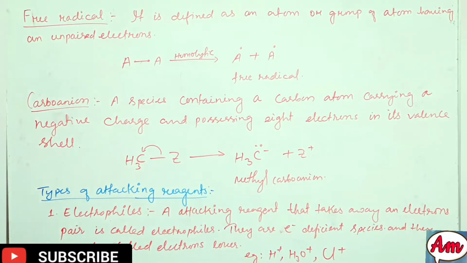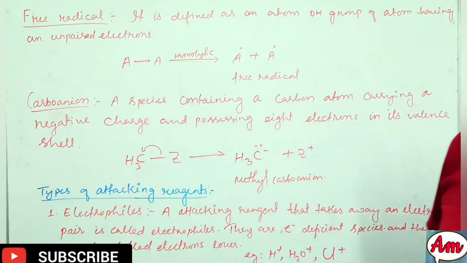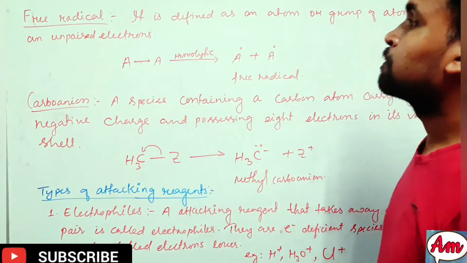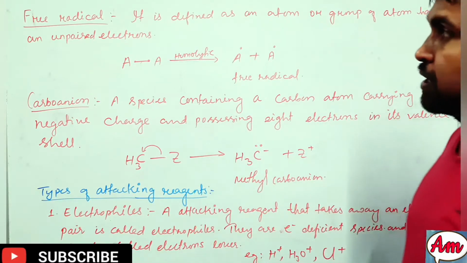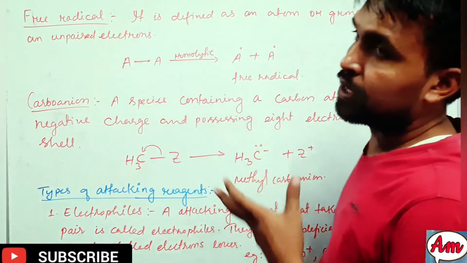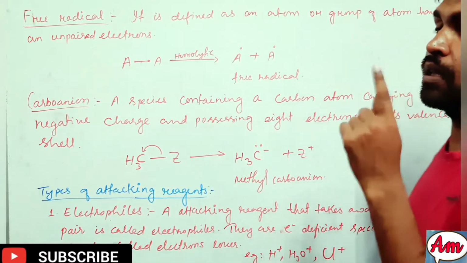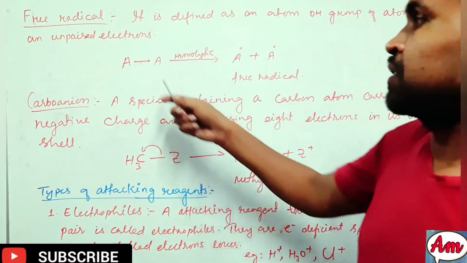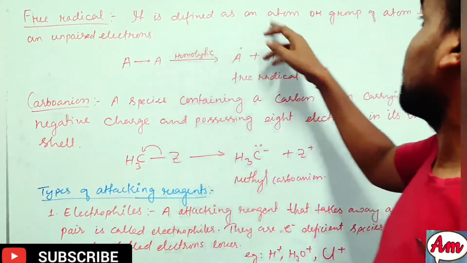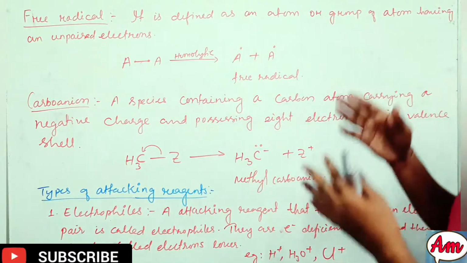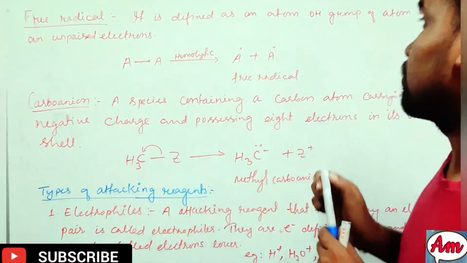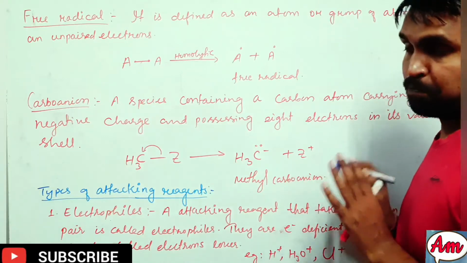Okay, students, so we are back. Now, free radicals. What is a free radical? As I discussed a few minutes ago, now we are going to define what a free radical is. A free radical is defined as an atom or group of atoms having an unpaired electron, a single unpaired electron, not a double. It occurs only in homogeneous fission. Again, I am telling you, it will occur only in homogeneous fission.